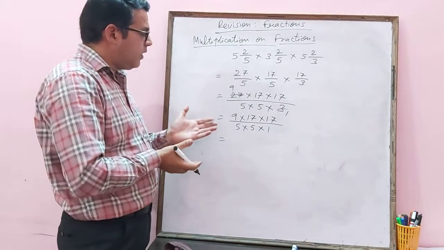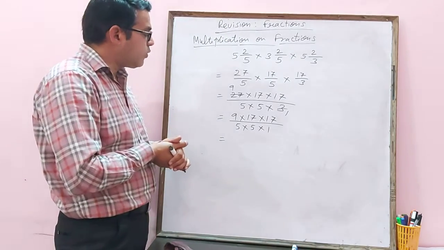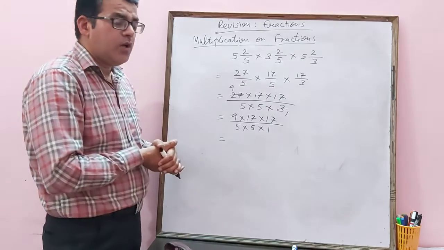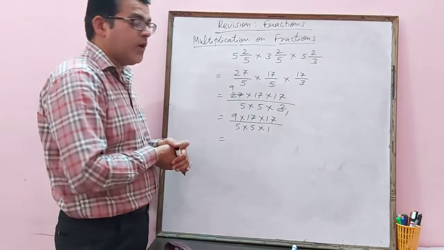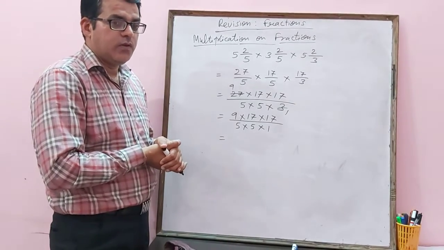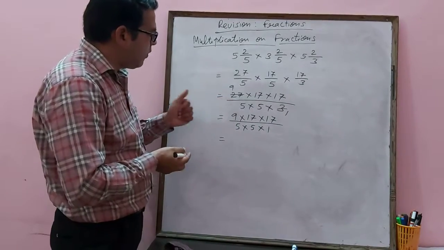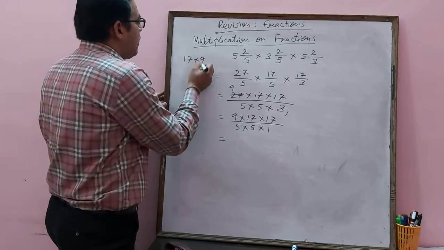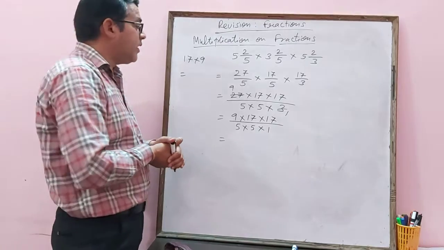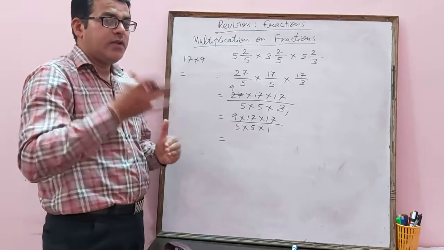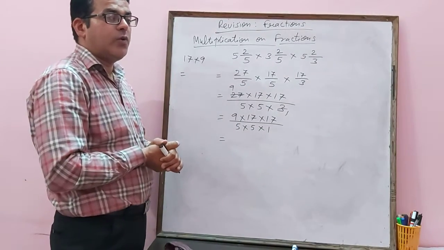What to do now? Nothing is common. We can't cut any numerator with a denominator. So what to do now? Simply we have to multiply 17 and 9 together, 5 and 1 together. Hope you understand, right? So first we have to multiply this 9 with 17. So 17 into 9, you must know the table of 17. What is 17 nines? Just take your time and think. What is 17 into 9, or 17 nines?